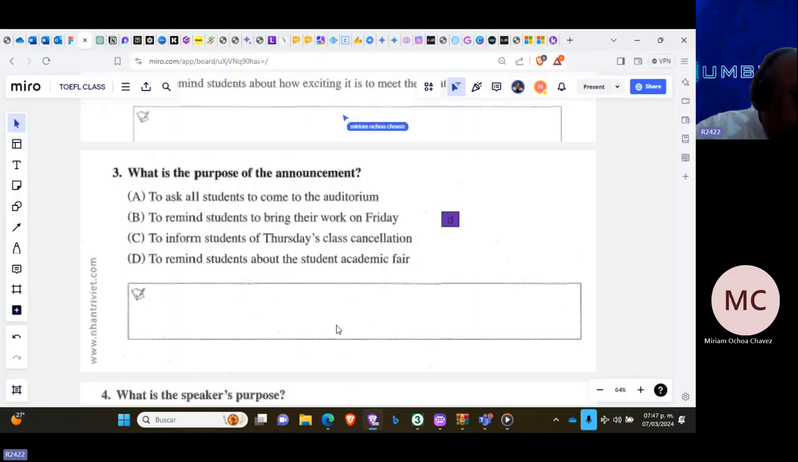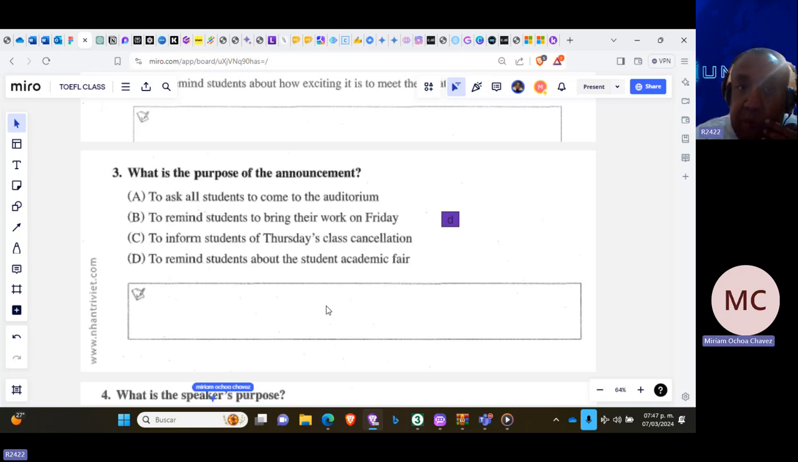Number three. Listen to an announcement on a school intercom. This is a reminder for all Stockton Valley School students. This Friday will be our academic fair, where selected students will be showing their work. Classes will be canceled on Friday morning so that students can view each other's projects. We look forward to seeing you on Friday. If you are participating in the fair, please come to the auditorium at 9:30 to prepare. What is the purpose of the announcement?